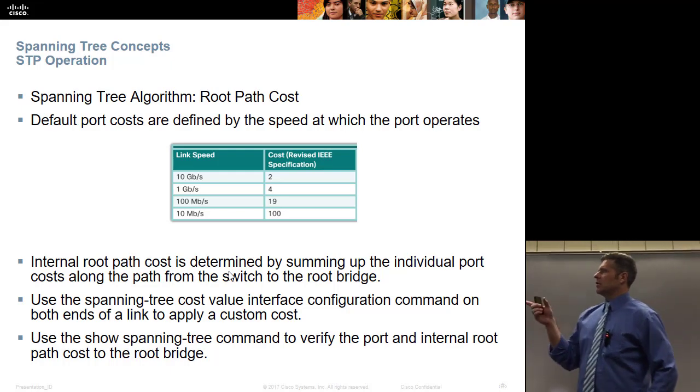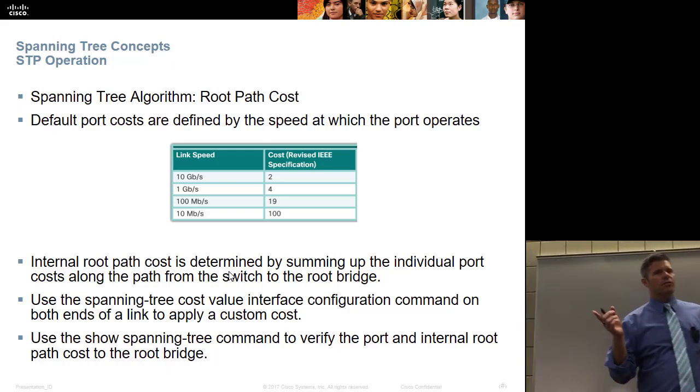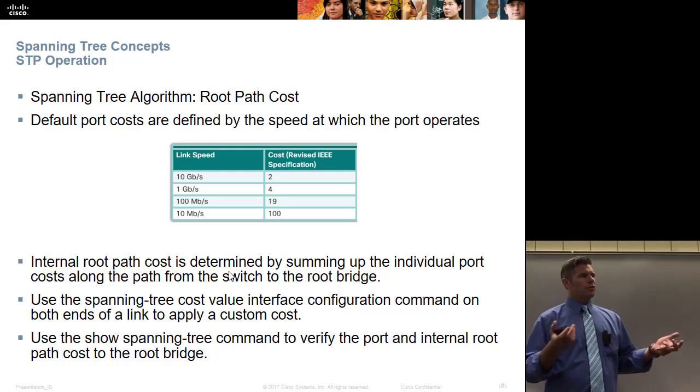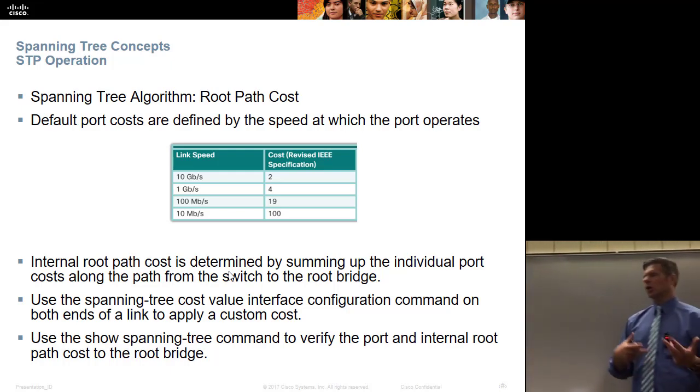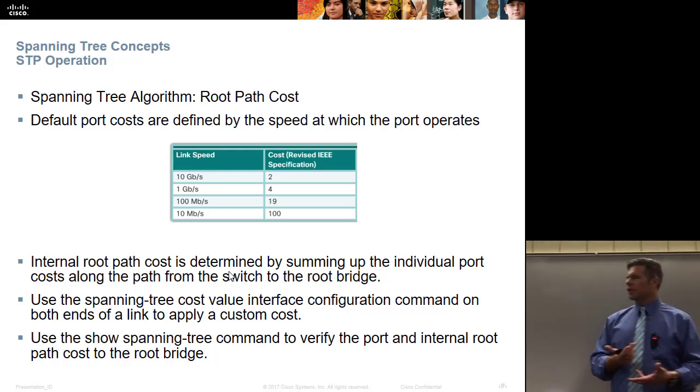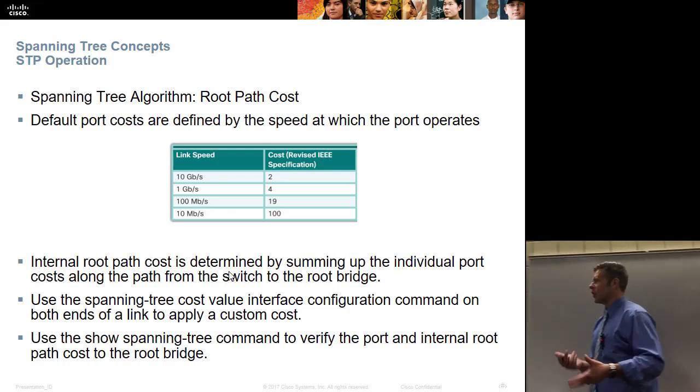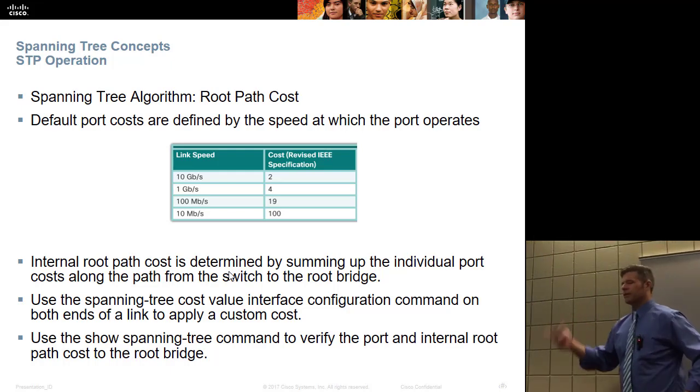Oftentimes, these will all be the same. You know, frequently, like if you've got 3 switches that are doing spanning tree, they're all gigabit switches, or, if you have an awesome data center, 10 gigabit switches or 100 gigabit switches. Or if you're living in the 1920s, you have 10 megabit switches.